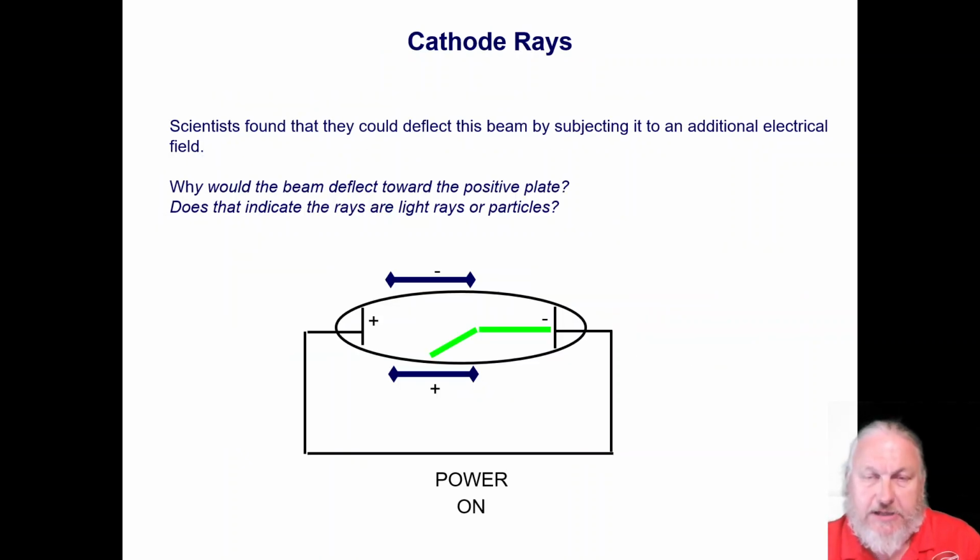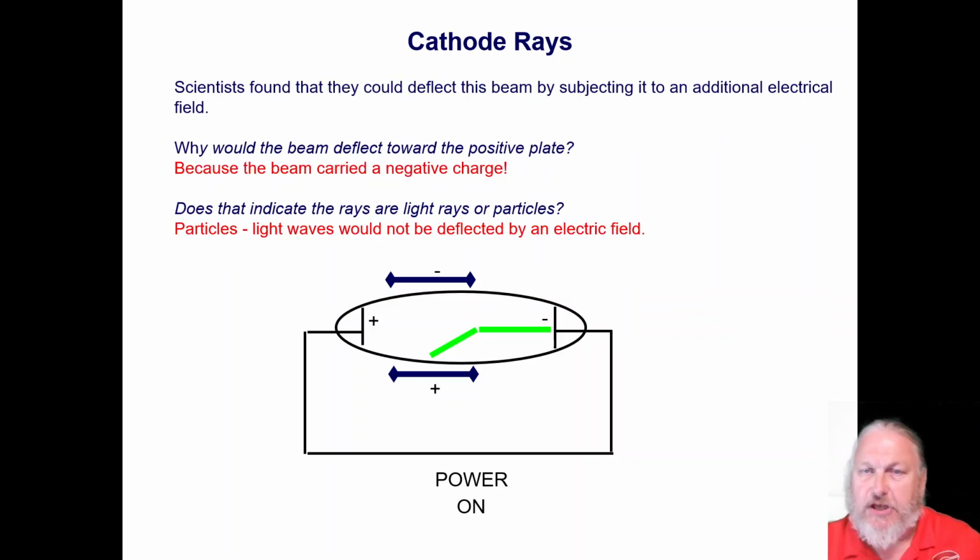Scientists found that they could deflect the beam by putting another electrical field around it, right? So why would the beam deflect toward the positive plate? And would this mean that the rays, or light rays, are particles? Let's think about that.